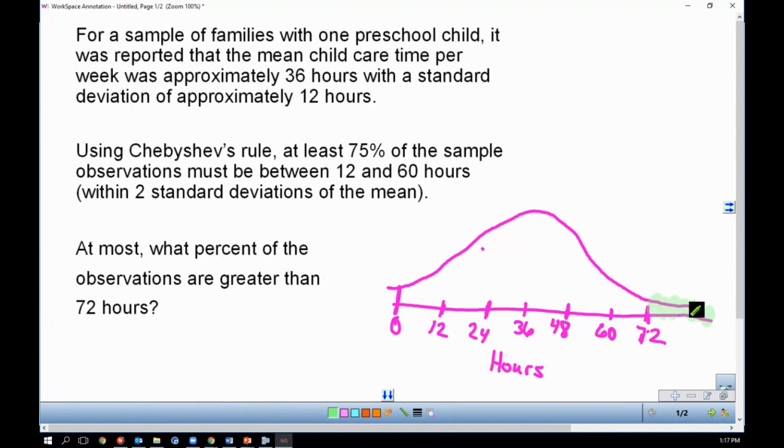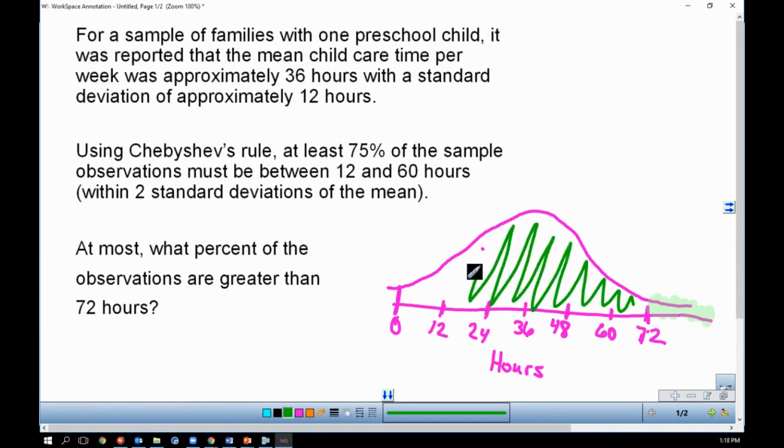What we need to do, though, is figure out, according to Chebyshev's, what is this percent down here? How much is all of that? Well, that's where Chebyshev's comes in. We said we moved 3 standard deviations each way, right? 36 down to 0 is 3. 36 up to 72 is 3. So let's calculate that percentage.